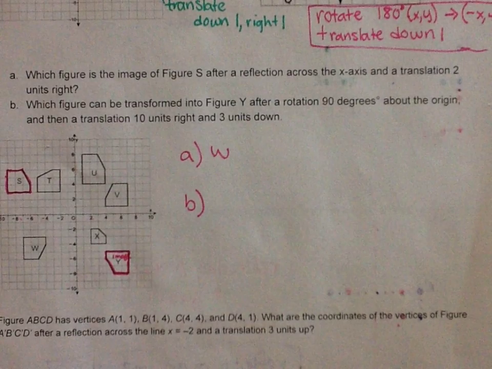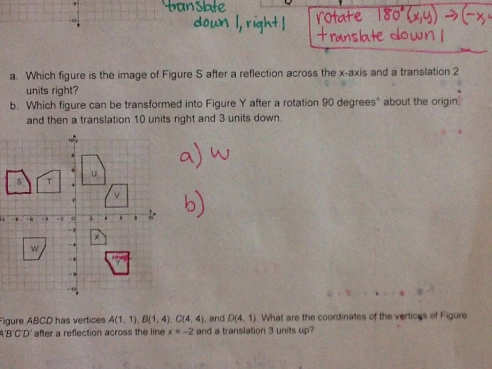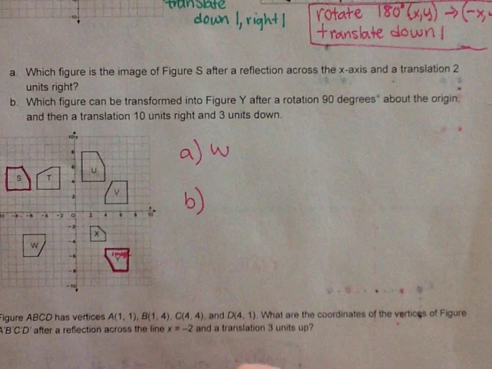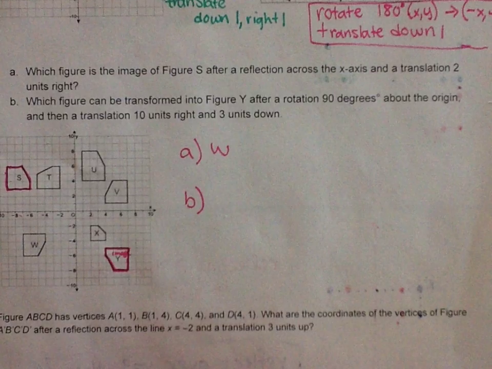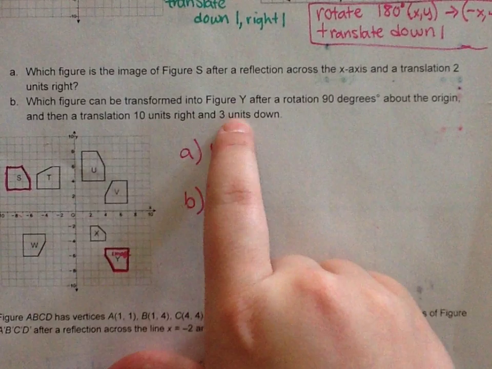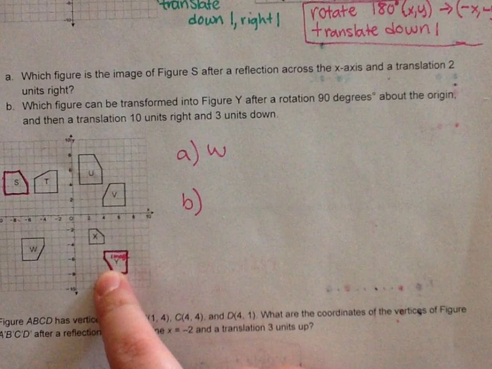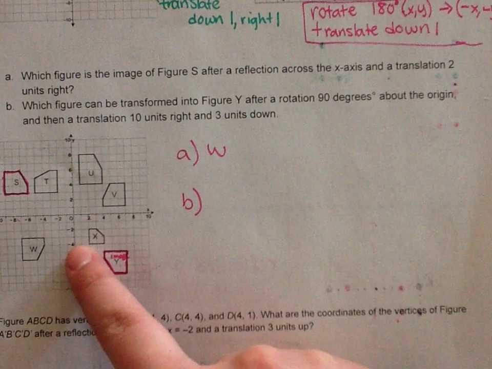Okay, let's look at it. If I have to move 10 units... Eyes up here, please. Okay, it's asking me to translate 10 units right, 3 units down to get to Y, correct? Okay, so let's go 10 units left and 3 units up and see what shape is there.